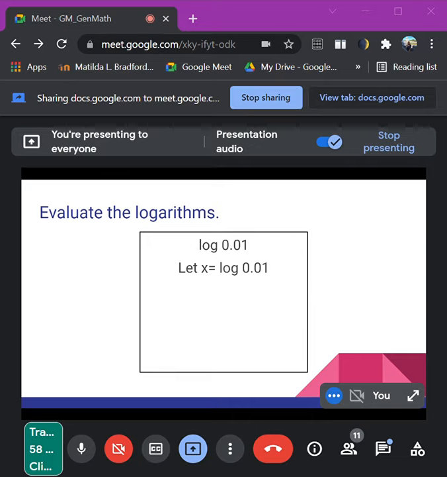Change into, saan ni nato siya i-change? Okay, exponential form. So how are we going to change this? The log of 0.01 is equals to x. 10 to the power of x equals 0.01. Very good. We have 10 raised to the power of x is equals to 0.01. Now, this time class, dapat same base sila. So, what will happen to your 0.01? Nga pareha silag base nga 10.